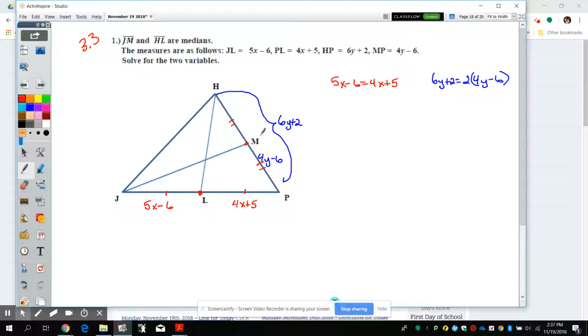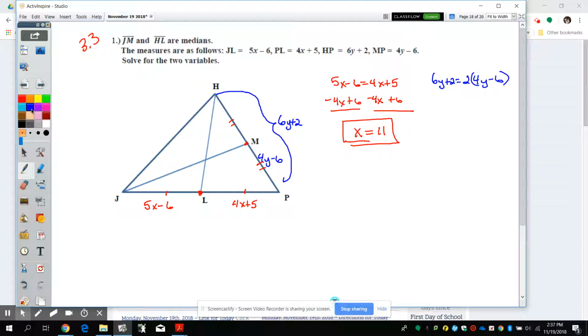Now I'm going to shift gears into algebra thinking, and I'm going to go ahead and solve for x. So minus 4x from both sides. And while I'm at it, I'll go ahead and add 6 to both sides. And so I get on my left side here, 5x minus 4x, that's just 1x. On this side, I get 11. And so now I know my x equals 11.